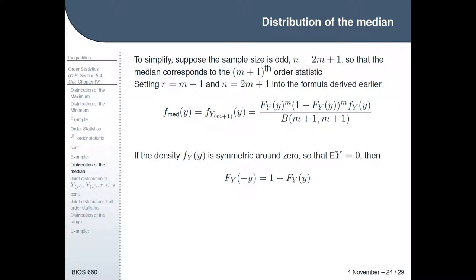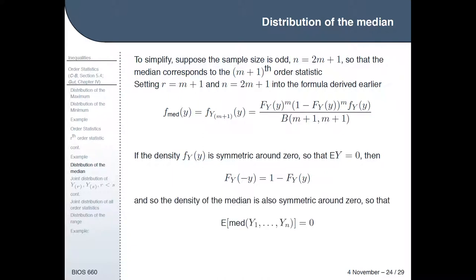And you can use this fact, for instance, that if the original density is symmetric around 0, then that implies that the CDF evaluated at minus y is just 1 minus the CDF evaluated at y, which would tell you that the density for the median is also symmetric around 0, which gives you that the expected value of the median would be equal to 0 in that case.